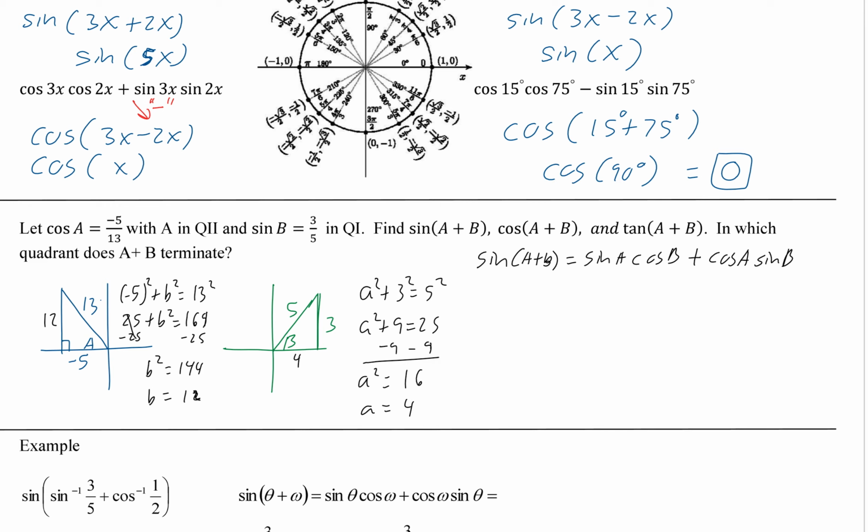All right. And then we just come back and plug them in. So sine A would be 12 over 13. Cosine B, that's over here, is 4 over 5. Cosine A, so we're back to here, would be negative 5 over 13, just like we already knew.